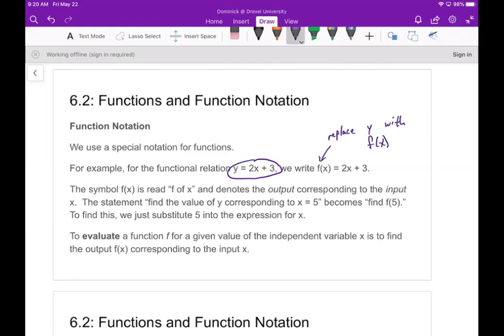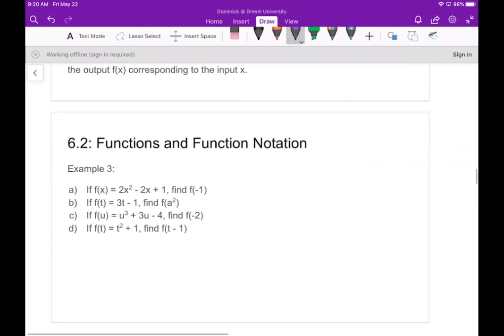Right? And of course, we say that f of x is the output corresponding to the input x. Right? So in equation form, you would need to say something like find y when x is 5. But in function notation, you could say the equivalent thing by just saying find f of 5. And that means replace x with 5 and see what you get. Right? So if we want to evaluate a function, what we do is we just take whatever value is inside that parentheses and we plug it in. All right, so let's do a couple of examples of that.